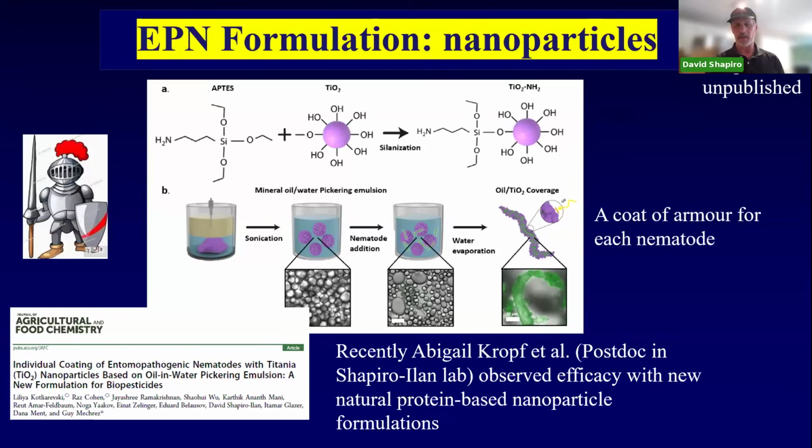Another formulation that we're working on, and it's in the earlier stage, is nanoparticle formulations. I think of this as really cool because it's kind of like a coat of armor on each little nematode. Each little nematode gets these little nanoparticles around it, which protects it from UV radiation and desiccation. So we're testing this, showing that they protect in the lab and initial field tests. And recently we found that various nanoparticle formulations are effective, titanium as well as some natural protein-based nanoparticles. This work is by Abigail Croft, postdoc in my lab.